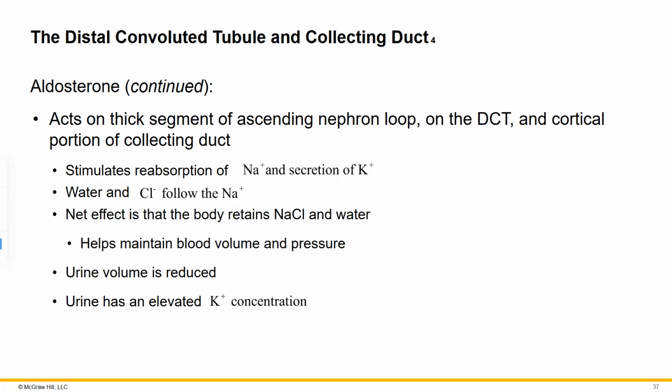So sodium in, potassium out. Water and chloride ions are then going to follow the sodium. The net effect is that the body retains salt and water. It helps to maintain blood volume and pressure. Urine volume is reduced. Urine has an elevated potassium concentration.